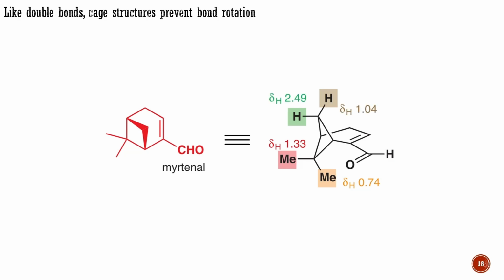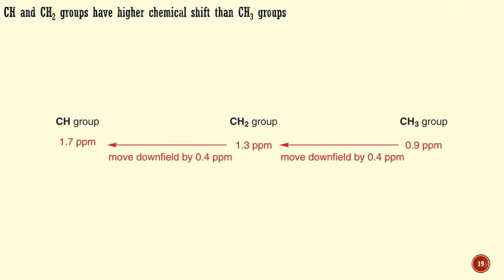The same is true for the 2 hydrogen atoms of the CH2 group. Electronegative substituents have a similar effect on the protons of CH2 groups and CH groups, but with the added complication that CH2 groups have 2 other substituents, and CH groups 3. A simple CH2 group, or methylene, resonates at 1.3 ppm, about 0.4 ppm further downfield than a comparable methyl group, and a simple CH group resonates at 1.7 ppm, another 0.4 ppm downfield.